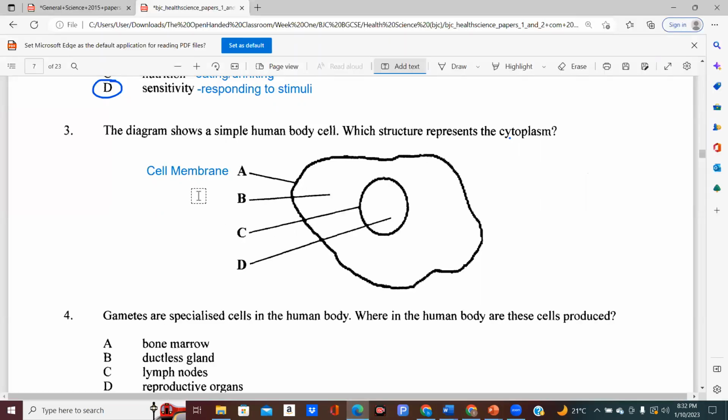But what I want you to write is the number and the letter and the answer. All right, so this is the cell membrane. So what is B? Cytoplasm. That's the cytoplasm.